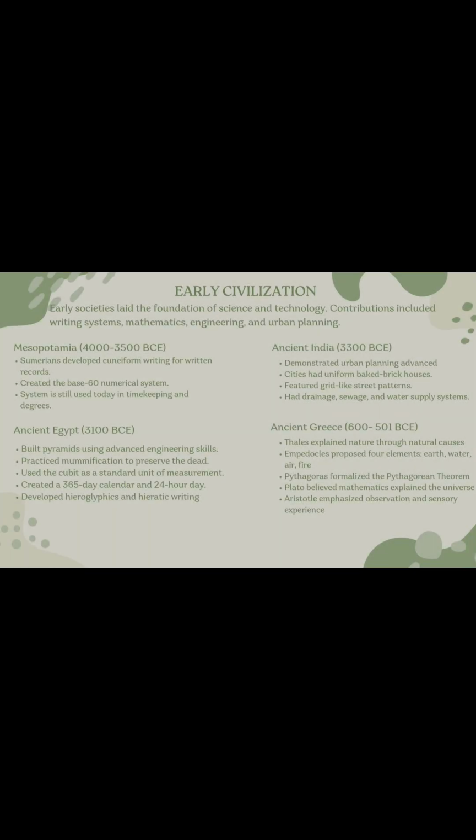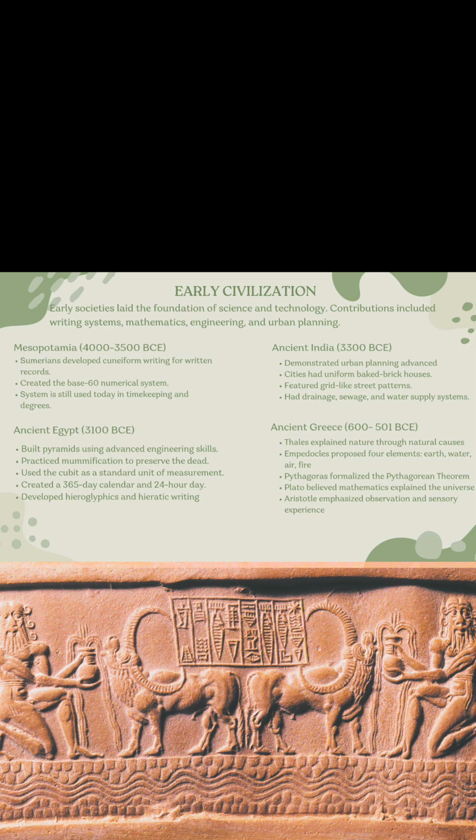In early civilizations, one of the earliest civilizations was Mesopotamia. It was around 4000 to 3500 BCE, or before Common Era. The Sumerians developed cuneiform writing, which allowed people to keep written records for trade, governance, and communication. They also created a base 60 numerical system, which is still used today in measuring time, such as 60 seconds in a minute and 60 minutes in an hour, as well as in degrees. This system made calculation more efficient compared to earlier methods.